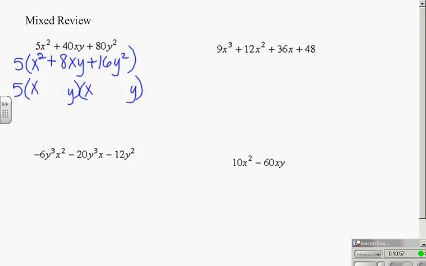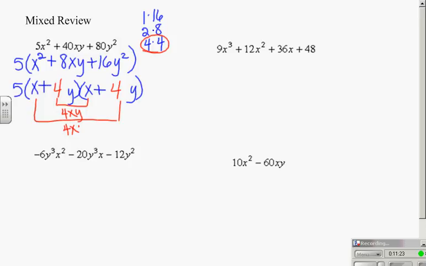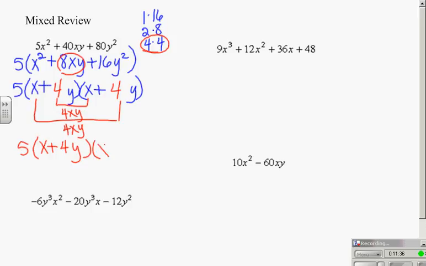No coefficient in the front there, so this is going to be a matter of figuring out what factors of 16, plus plus, gives me plus plus. What factors of 16, when added, give me 8? Well, it's clear that 4 times 4, 4 plus 4 really, gives me 8. Check. 4xy and 4xy are 8xy. So my final factored version is 5 times (x plus 4y) times (x plus 4y).